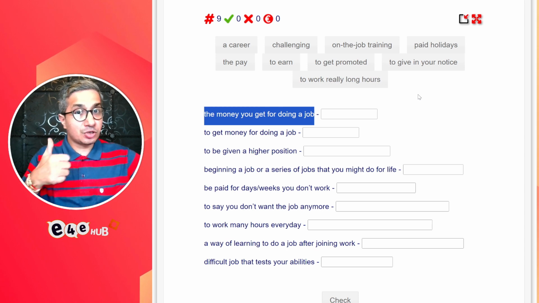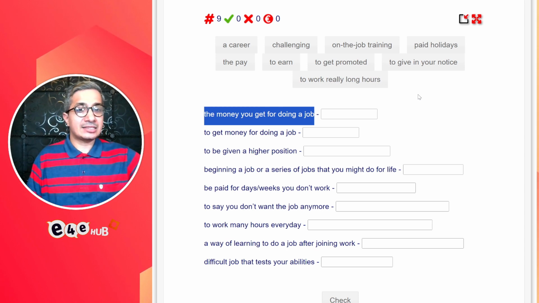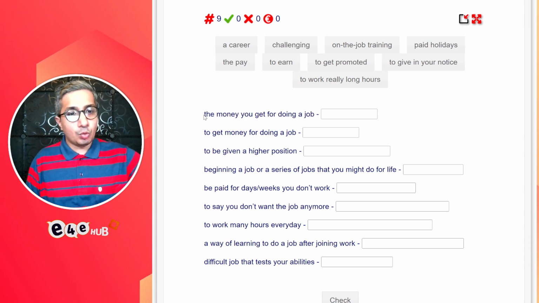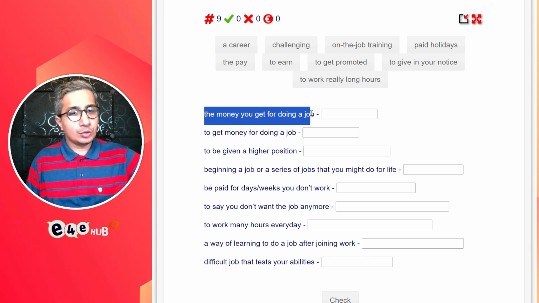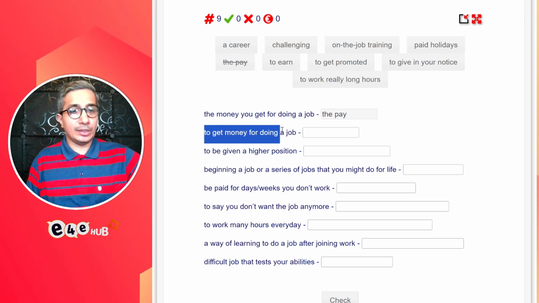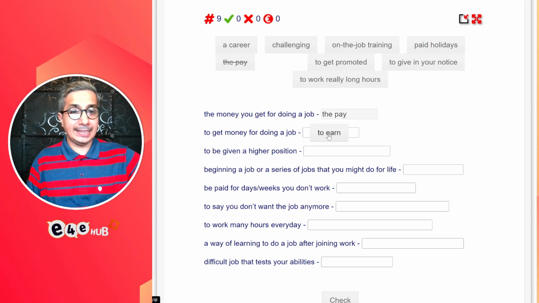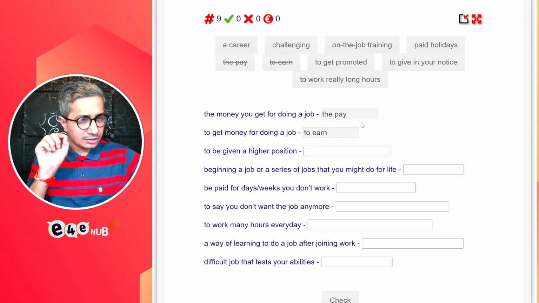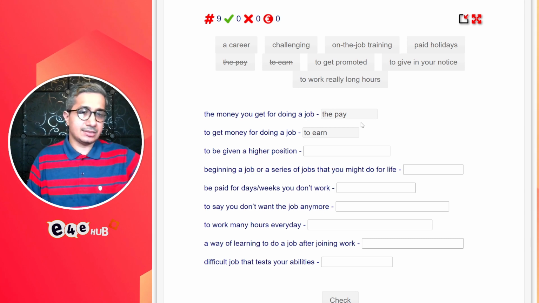I hope you tried, and now let's do a check. What do we call the money you get for doing a job? The money itself is called the pay. What do we call the action of getting money for doing a job? The action is to earn the money. Remember the difference? It's a small difference, but a very important difference.